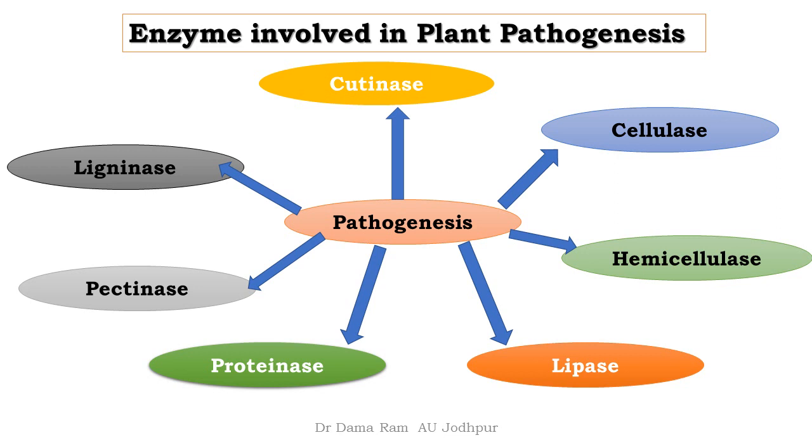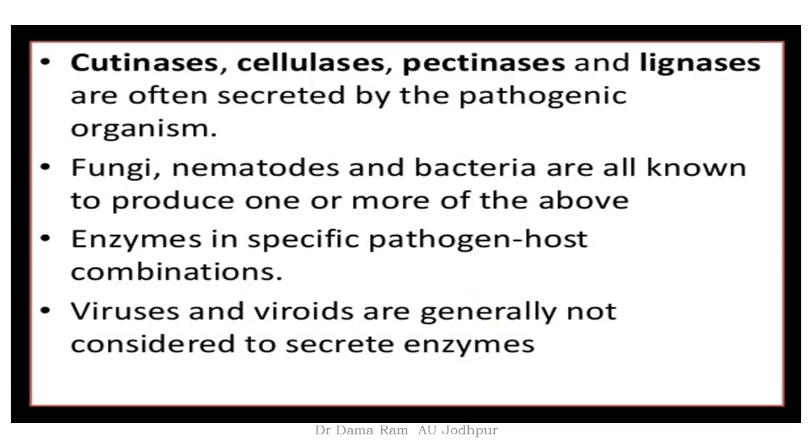So what are the enzymes involved in plant pathogenesis? These are cutinase, cellulase, hemicellulase, lipase, proteinase, pectinase, and lignase. These are the enzymes involved in pathogenesis, or development of a disease. Cutinase, cellulase, pectinase, and lignase are secreted by the pathogenic organisms; fungi, nematodes, and bacteria are well known to produce these enzymes.